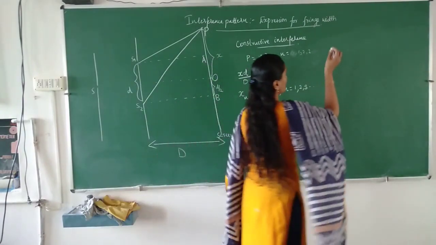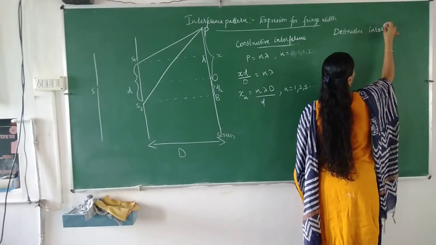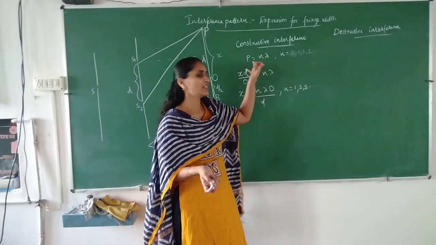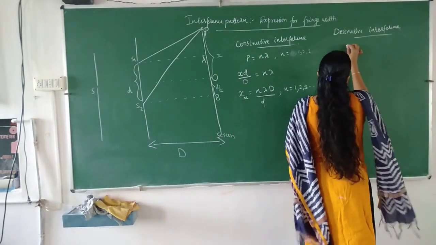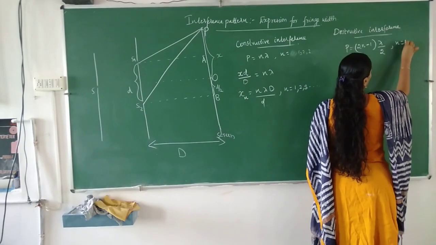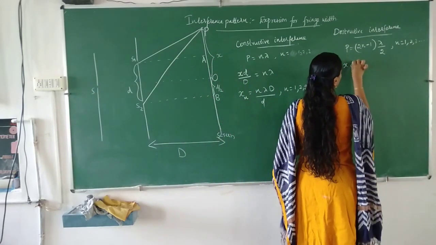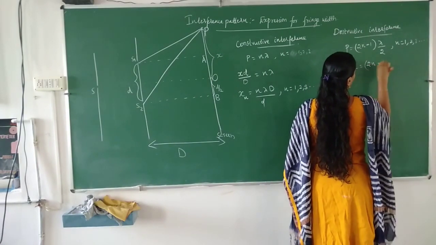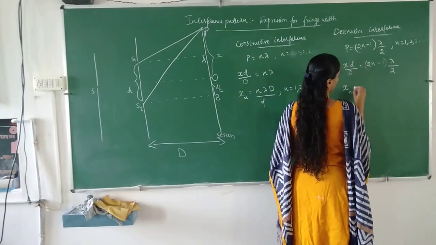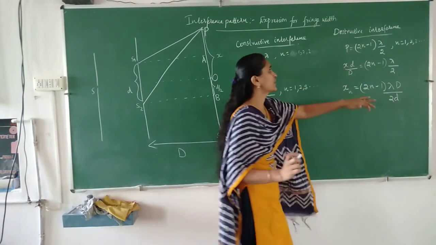Okay. Now we can see what is the condition for destructive interference. The condition for destructive interference is path difference is equal to (2n minus 1) lambda by 2, where n is equal to 1, 2, 3, etc. Here the path difference we already calculated as xd by D. So we can write xd by D is equal to (2n minus 1) lambda by 2, or xn is equal to (2n minus 1) lambda D by 2d. Okay. So this is the condition for destructive interference.